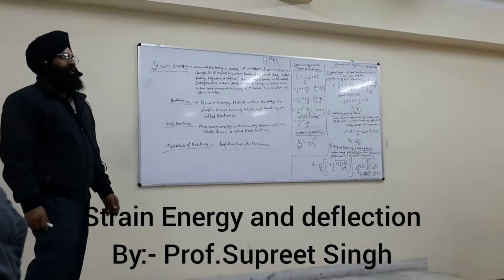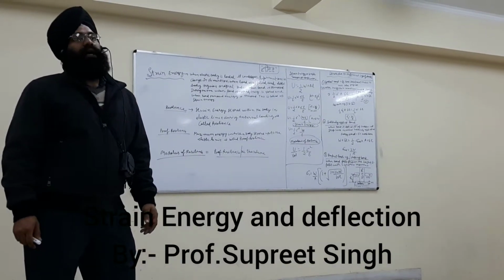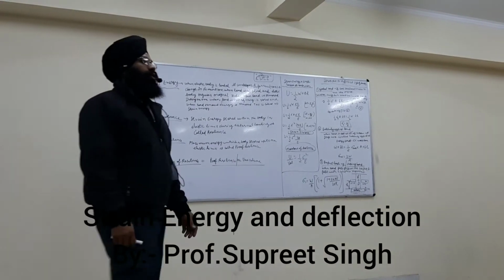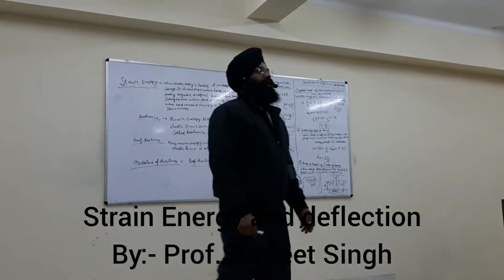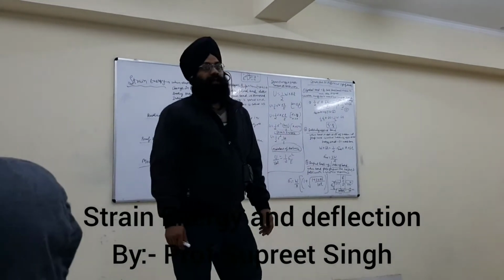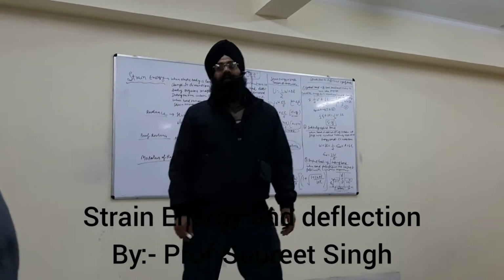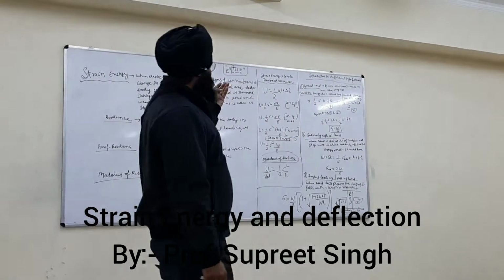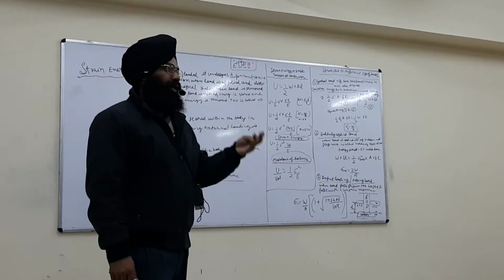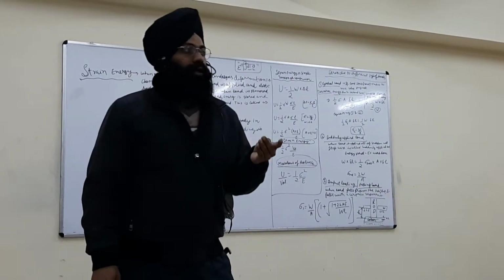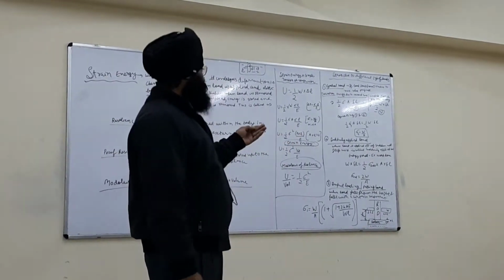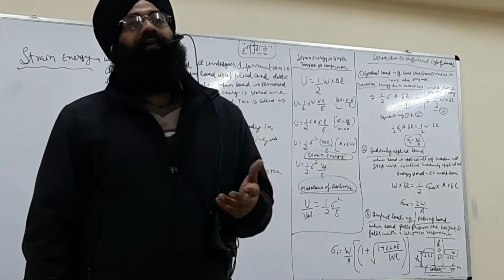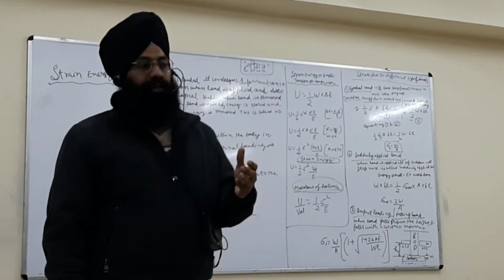We are here to start with the new chapter, that is strain energy and deflection due to shearing and bending. We will be having a total of 5 cases in this. Primarily we will have the cases of loads: first, gradual load; second, sudden load; and third, the falling load, that is the impact loading. What will be the impact on the deflection in all these 3 cases?